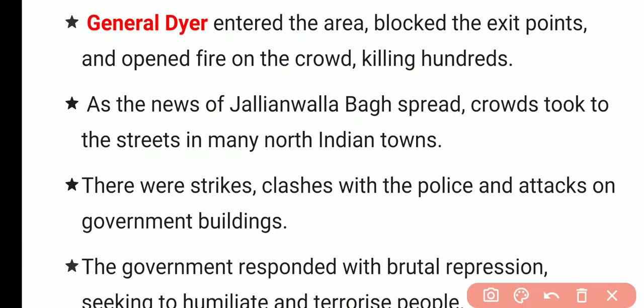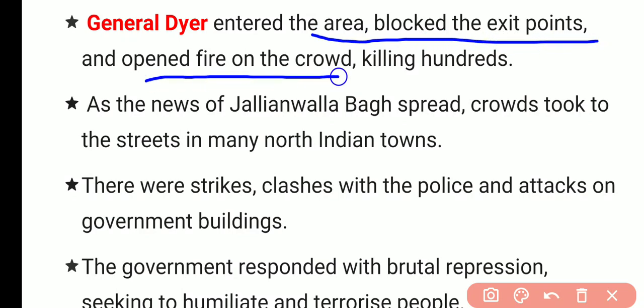at Jallianwalla Bagh, blocked the exit points of Jallianwalla Bagh and opened fire on the crowd, ordered open firing at the crowd, and that incident resulted in the deaths of hundreds of people. We are using the term hundreds because we don't have the exact numbers.